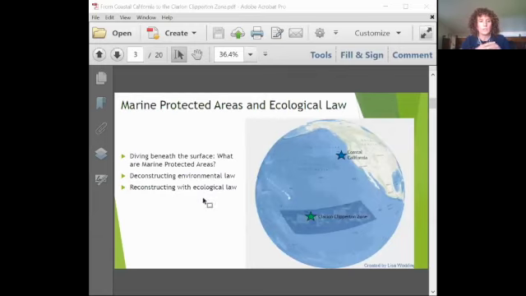So in order to deconstruct the environmental law and reconstruct with ecological, again, I wanted us to travel beneath the surface to the bottom of the ocean and off the coast of California to do that. Those are two site areas where I've done field research and have a bit more knowledge of how those networks of marine protected areas were designed, the timeline and process for doing so, and then also the implementation there.